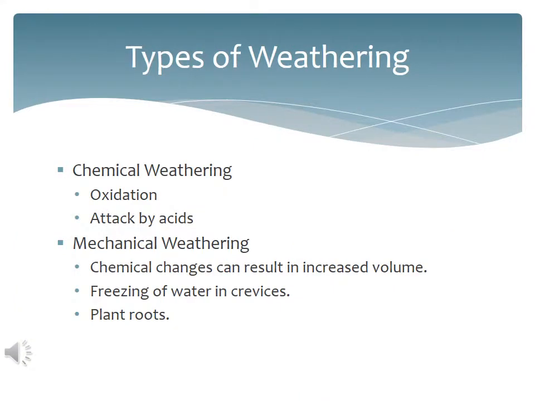Weathering is a process by which exposed rocks on the surface of the Earth break down. We can have chemical weathering, where you have oxidation or attack by acids, and then mechanical weathering. Now, one of the things you may have noticed, if you ever had rust on your car bubble up the paint, well, oxidation can cause changes in volume, and this can also do the same thing it does to your paint on your car, it can break apart the rock.